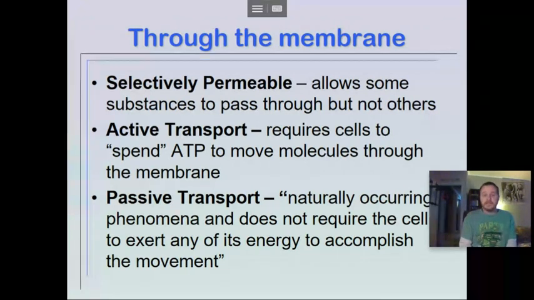Others cannot. So there's active transport where it requires energy from the cell, the ATP we talked a little about last time, the cell's currency of energy. Active transport requires some of this energy to be spent, if you will, to move. Passive transport occurs naturally. Naturally occurring phenomena does not require the cell to exert any energy to accomplish the movement.